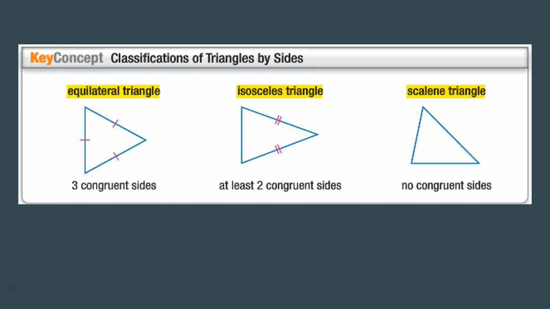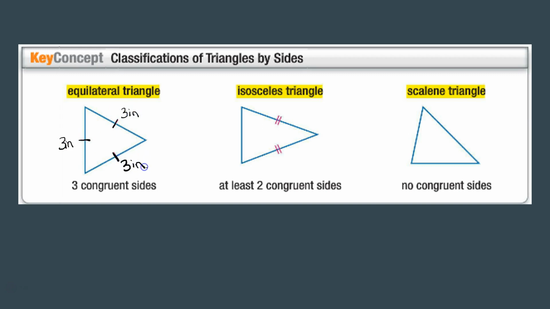All right, then we also have different classifications of triangles by their sides. An equilateral triangle means that we have three congruent sides. Remember, congruency for sides, we can show it with these little markings here. That means all three of these sides have the same length. So if I say this was 3 inches, that means this other side is 3 inches, and this side is also 3 inches.